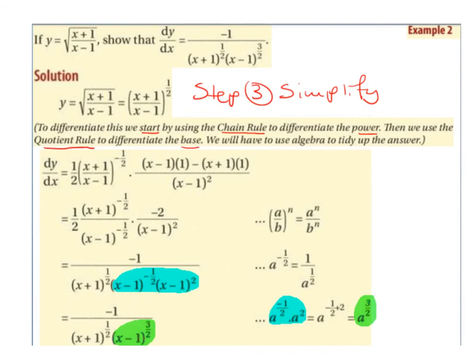And here we have what we were asked to show. So we've shown that dy/dx is equal to minus 1 over (x plus 1) to the power of a half times (x minus 1) to the power of 3 over 2.